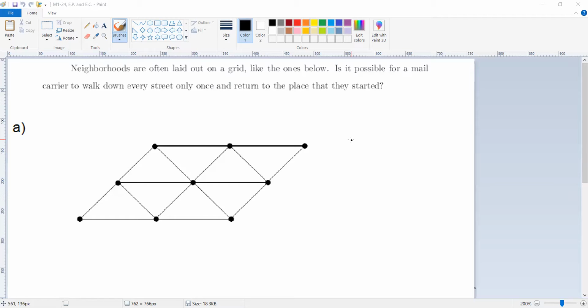So let's go ahead and check this out. Neighborhoods are laid out like a grid. There are some examples below. Is it possible for a mail carrier to walk down every street once, I should say only once, and return to the place that they started? So if I need to cover every street, I need an Euler path or Euler circuit. If I need to start where I end, that means I'm looking for an Euler circuit. So we'll put that to the side.